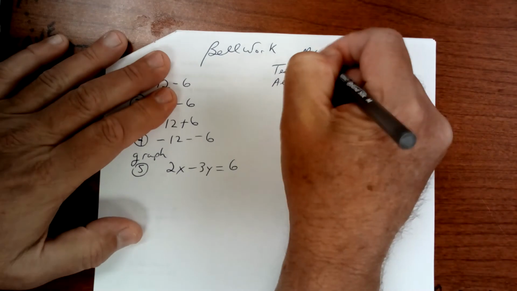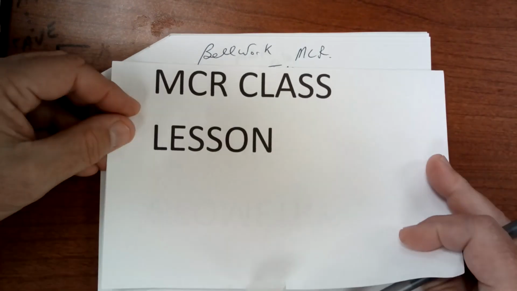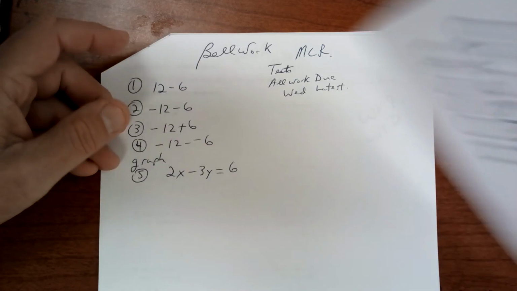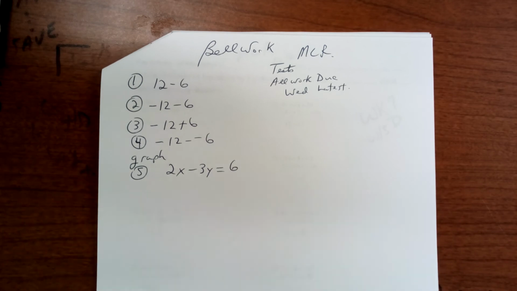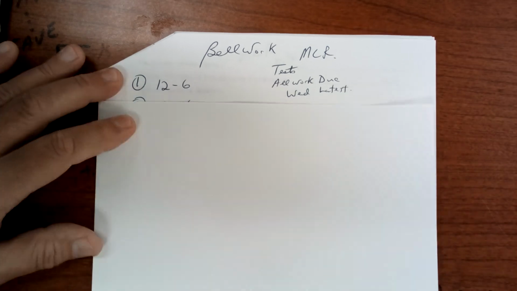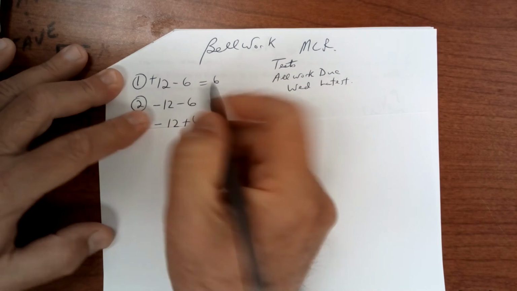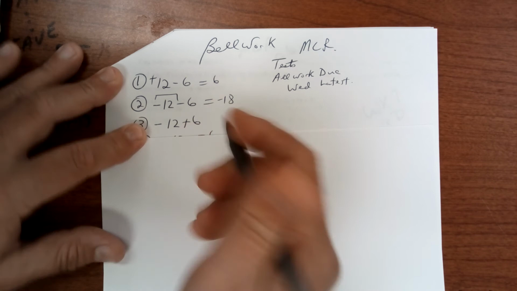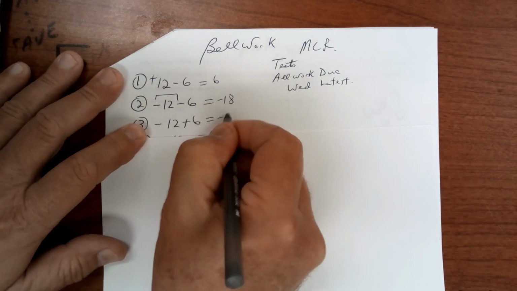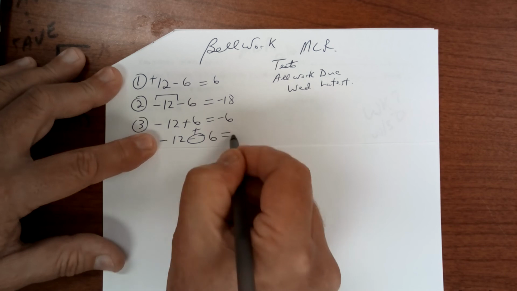Let's talk about MCR class. Okay, so MCR class, sign numbers also. Here you have more positives, so that's going to be a positive 6. Here you have the same sign, so that's going to be a negative 18. Here you have more negatives, so that's a negative 6. This becomes a plus. You have more negatives, so that's a negative 6.